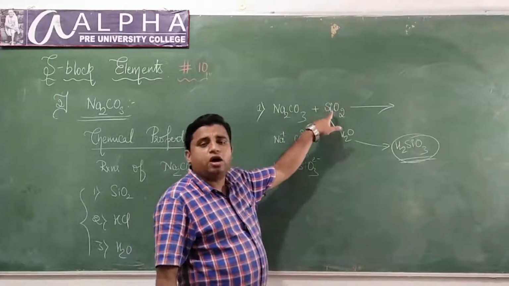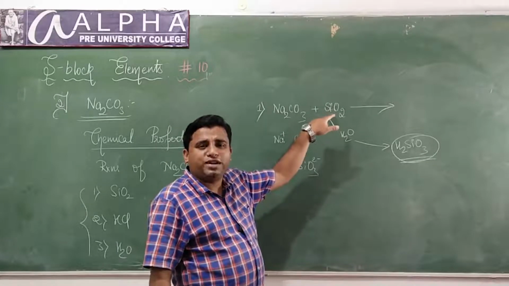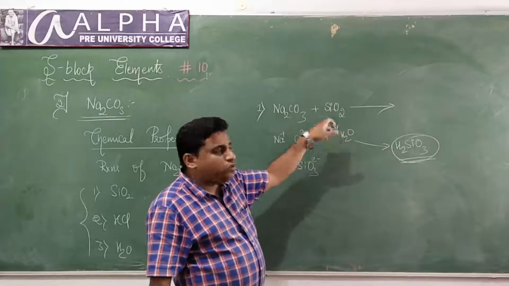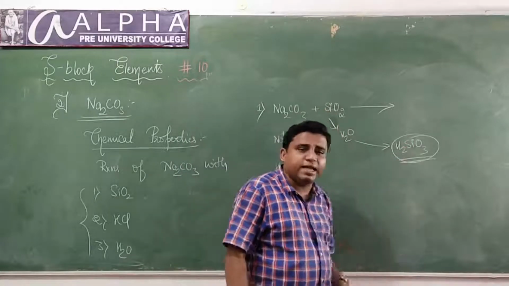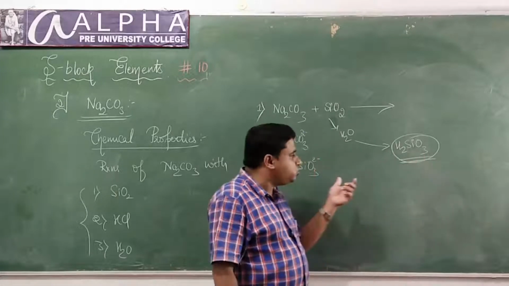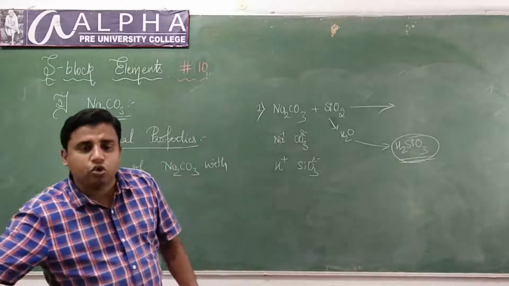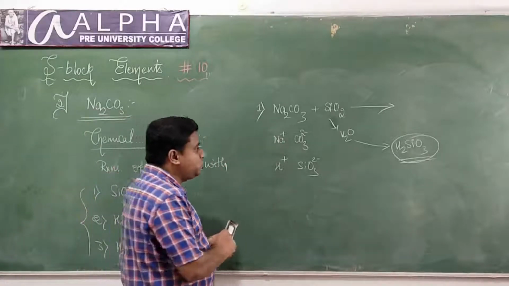Silica is a covalent compound, so it does not ionize. Therefore, whenever you come across a covalent compound in a reaction, dissolve it in water. When silica is dissolved in water, it forms silicic acid, H2SiO3. Now it will ionize to give H plus ions and silicate ions, SiO3 2 minus.